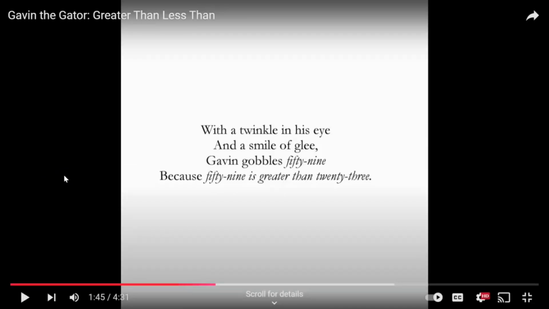As you can see in this story that I'd be reading to my students, Gavin the Gator only chooses numbers that are bigger because he wants a bigger portion. He wants a bigger meal, right? If you're hungry, you're going to want something that's bigger, not smaller. So that helps set the idea of greater than and less than for my students before we do our lesson.